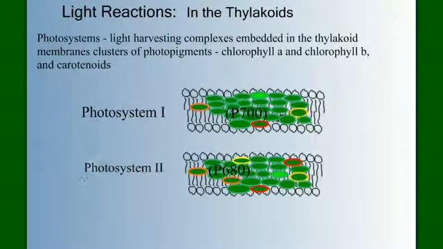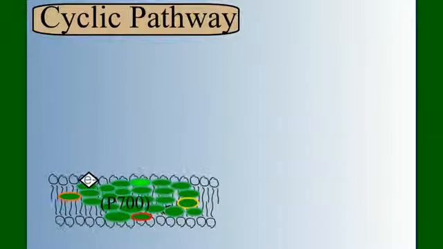These photosystems are also embedded in that thylakoid membrane, so we're going to draw them like this so we can see the membrane. Now there are two distinct pathways in the light reactions, the cyclic and the non-cyclic pathway. Let's start with the simpler pathway, the cyclic. The cyclic pathway employs photosystem 1, P700.